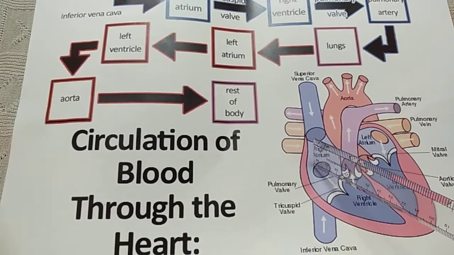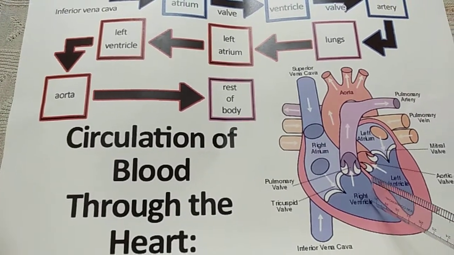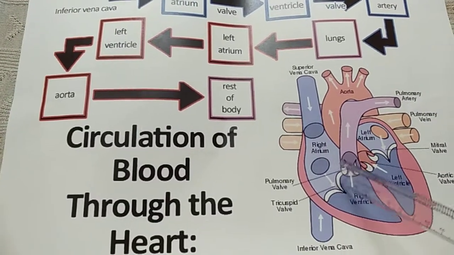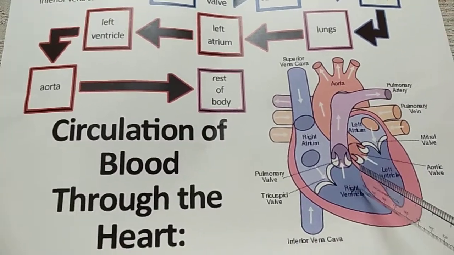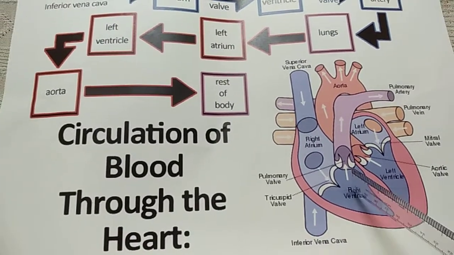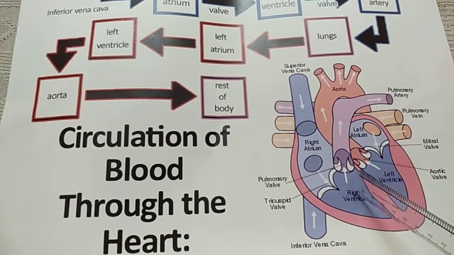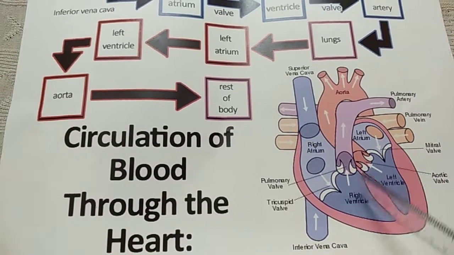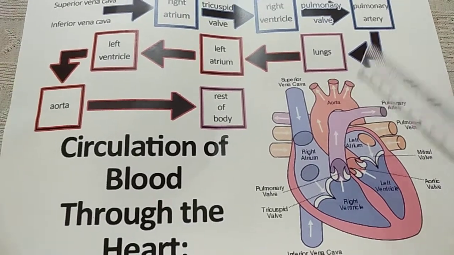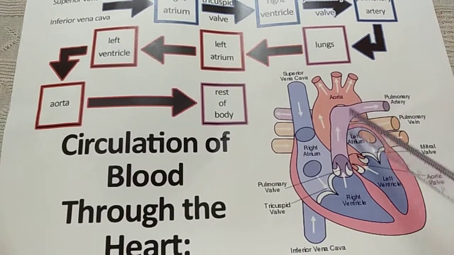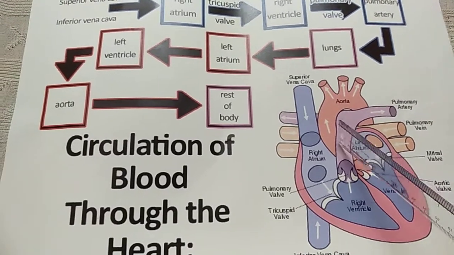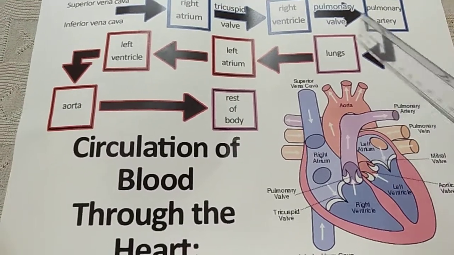This deoxygenated blood is taken to the right ventricle by the contraction of the right atrium through the tricuspid valve. Now the deoxygenated blood enters the right ventricle, and during the contraction of the right ventricle, the blood is pumped from the right ventricle to the lungs through the pulmonary artery, which is the only artery that carries deoxygenated blood to the lungs.